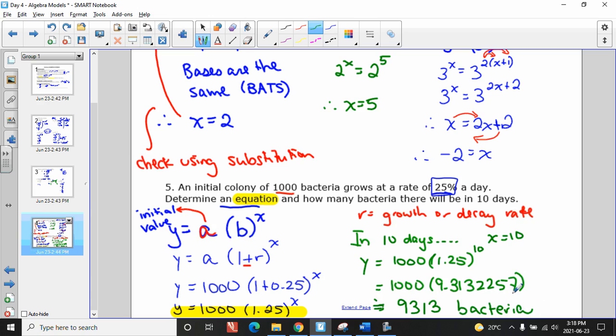Alrighty, so there is a word problem involving exponential growth in this case. But if there was a decay question, the only change that would be made is we would do 1 minus r. Alrighty, so that's it for our algebra models.